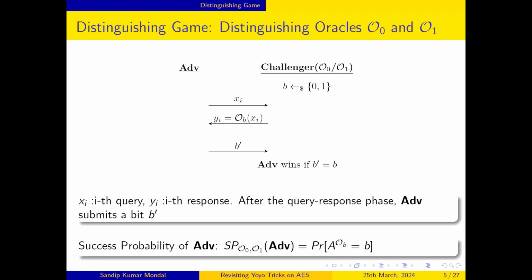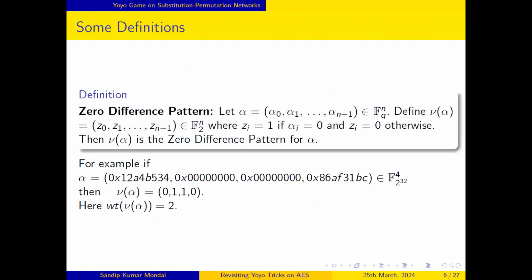And what is the success probability? It is the number of times the adversary wins divided by the number of times the game is played. That is the success probability of this algorithm. So we first give some definitions which are used.